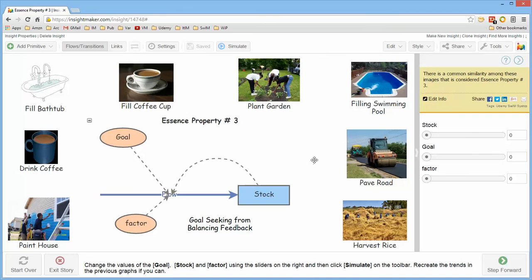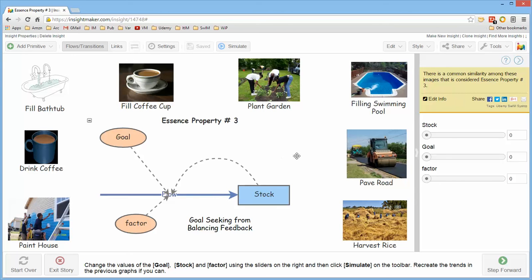So this is what I consider the third essence property. It's a goal-seeking structure from what's called balancing feedback as opposed to reinforcing feedback, because it's the value of the stock fed back that actually diminishes the flow, so that as you get closer and closer to the goal, the flow gets smaller and smaller until such time as you actually reach the goal. When the stock reaches the goal, the flow becomes 0.